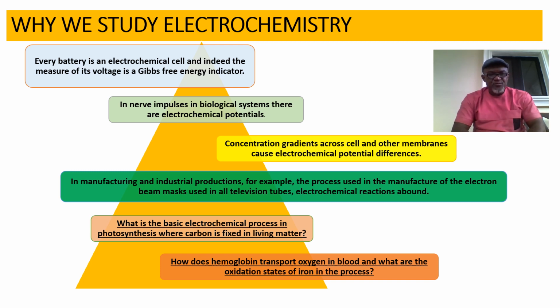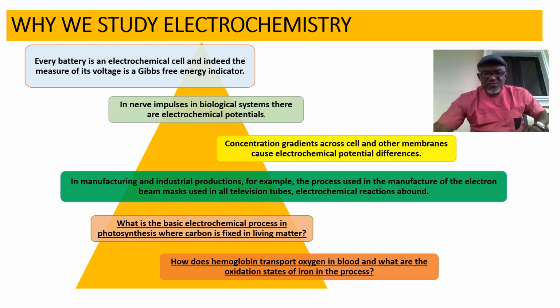Again, in manufacturing and industrial production, for example, the process used in the manufacture of electron beam masks used in television tubes involves electrochemical reactions. What is the basic electrochemical process in photosynthesis where carbon is fixed in living matter? If you go to photosynthesis, you have the light reaction and the dark reaction. Photochemistry is also there. That is an electrochemical process.